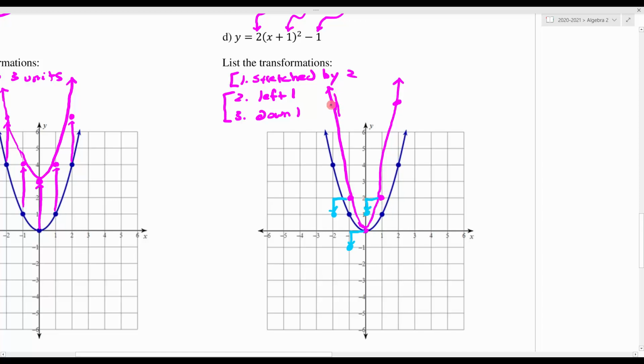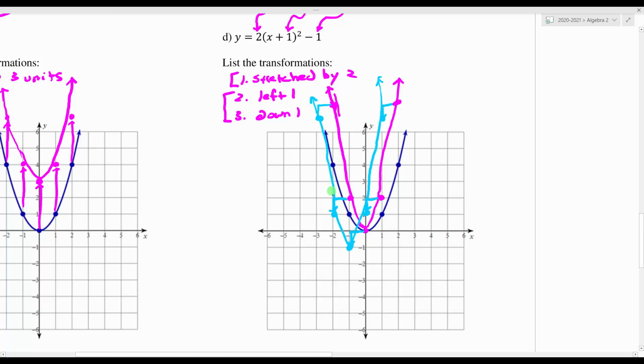All right, so I'm going to go with this one too. I'm going to go left 1, down 1. So we're going to be about right here. And then same thing, left 1, down 1. And there's my new parabola. So this blue one that I'm about to draw, that is my new parabola.